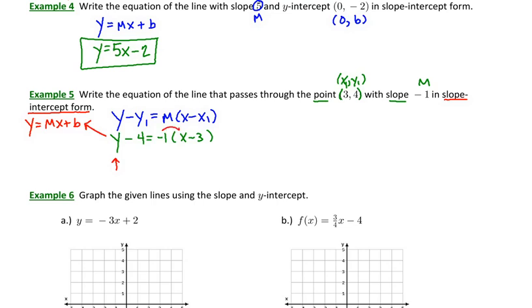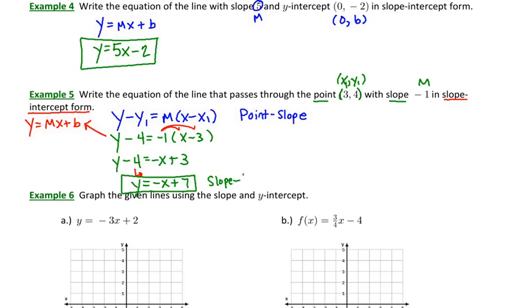So I'm going to first distribute our negative 1 to break up the parentheses over here on the right side. This is going to give us y minus 4 equals negative x plus 3. And then we'll add 4 to both sides. So we end up with y isolated, negative x, and adding 4 to this side gives us a plus 7. So that is our slope-intercept form. So our starting point was the point-slope form, and by isolating y, we ended up in slope-intercept form.